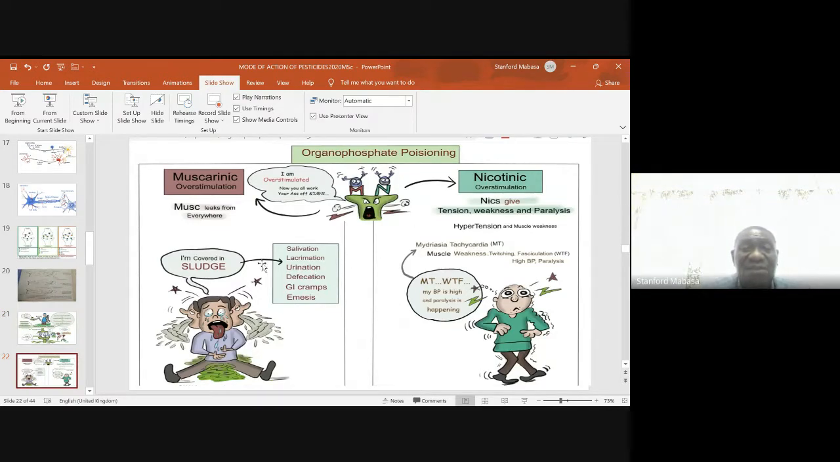Again, these are some of the effects of organophosphate poisoning, where it can weaken muscles, causing all sorts of things, which you can read on the slide.